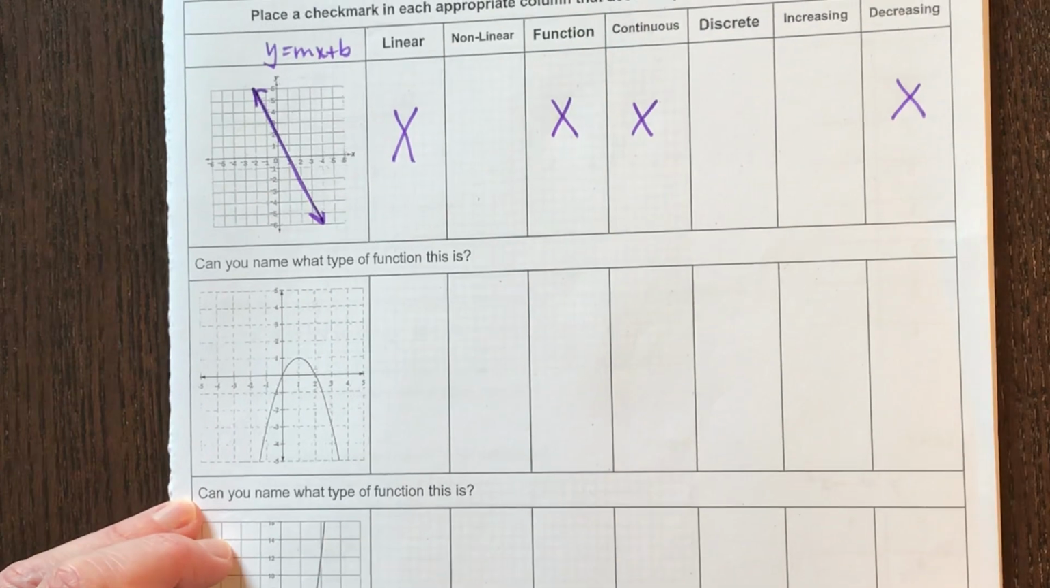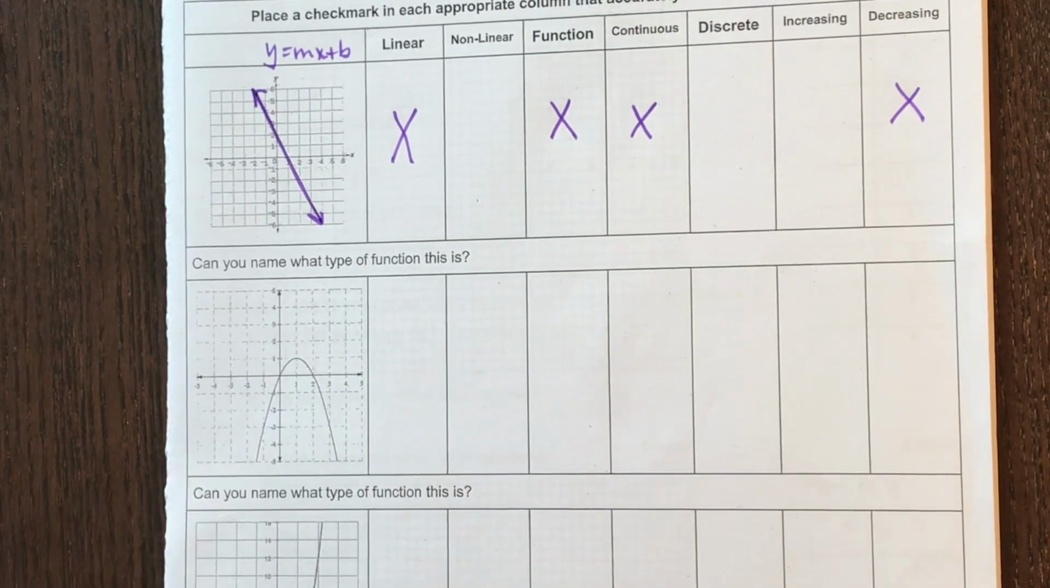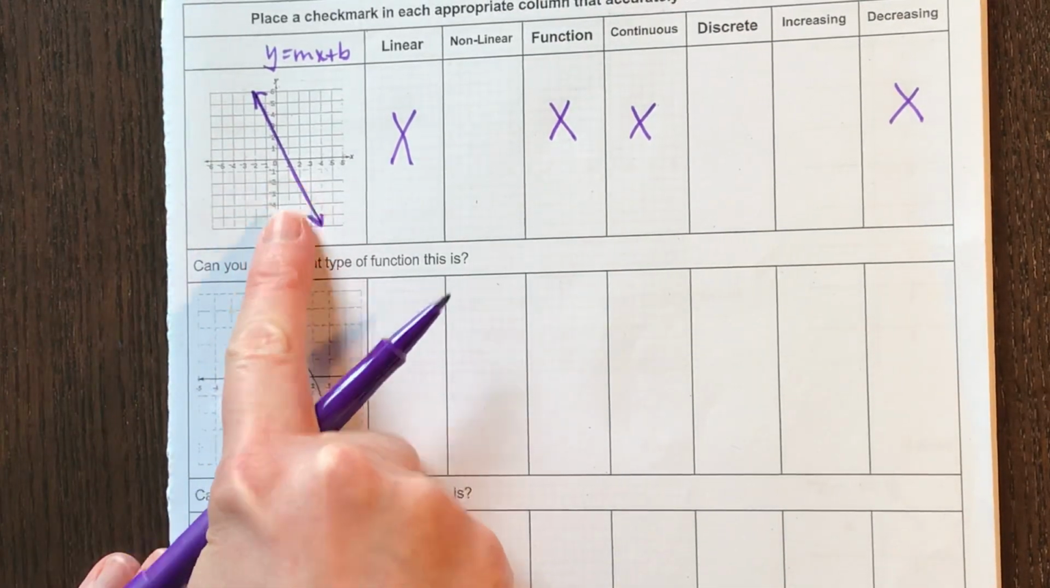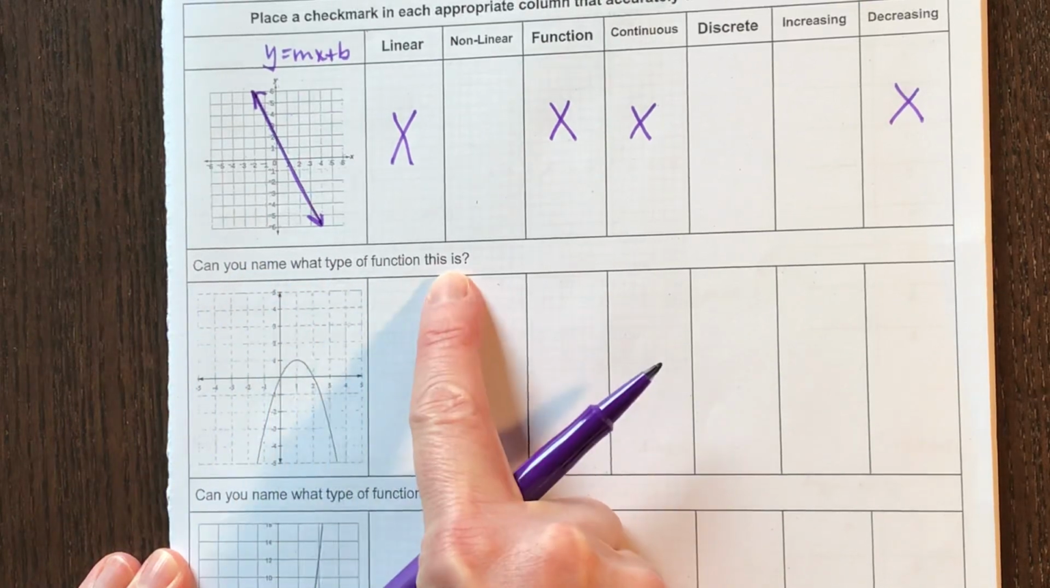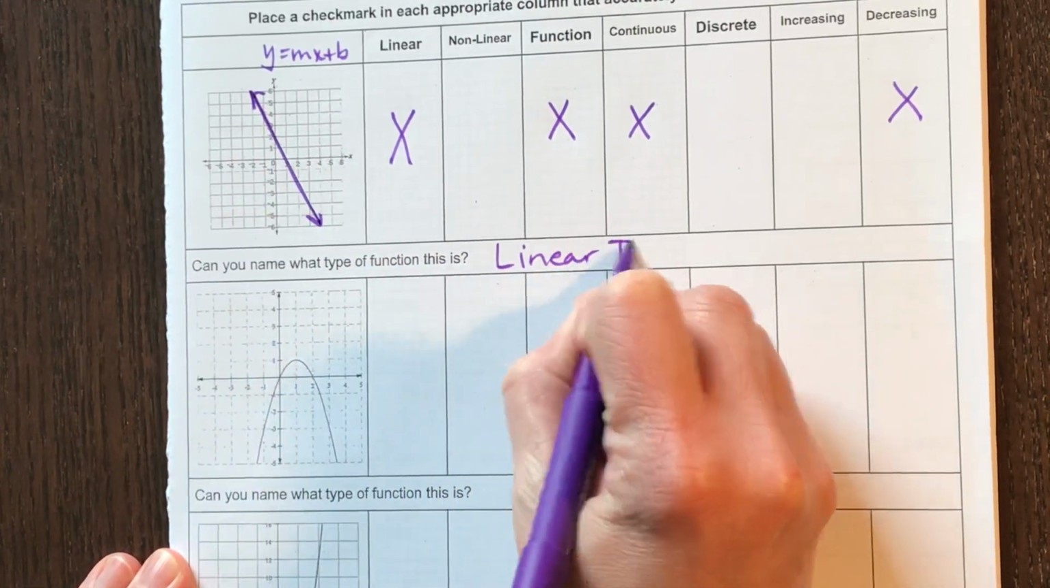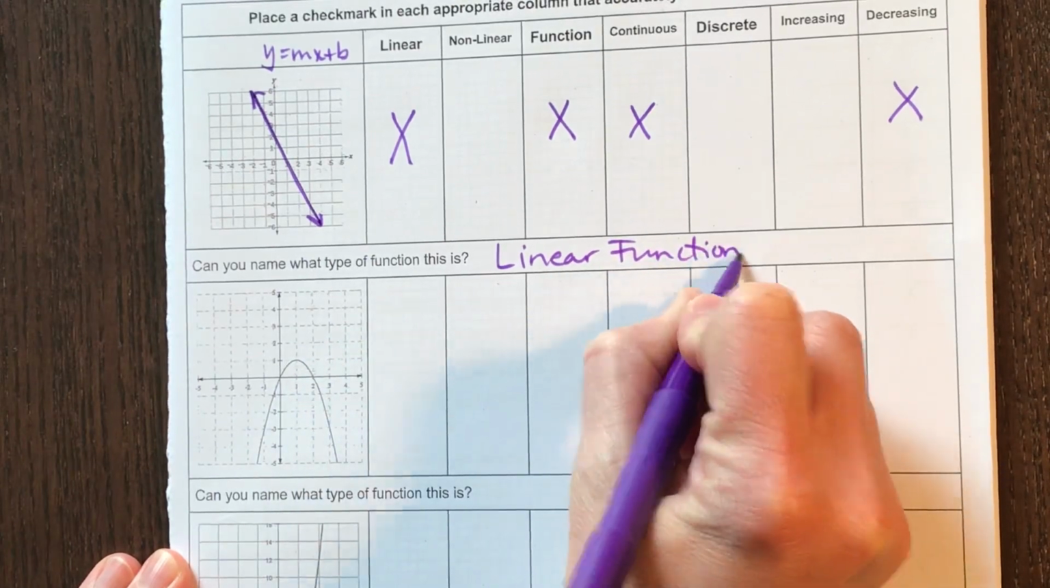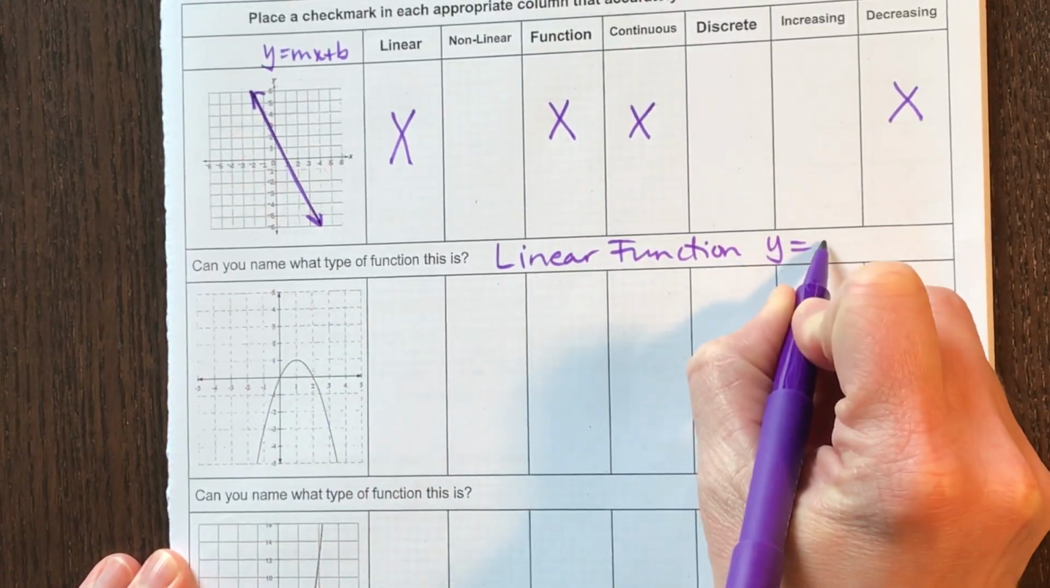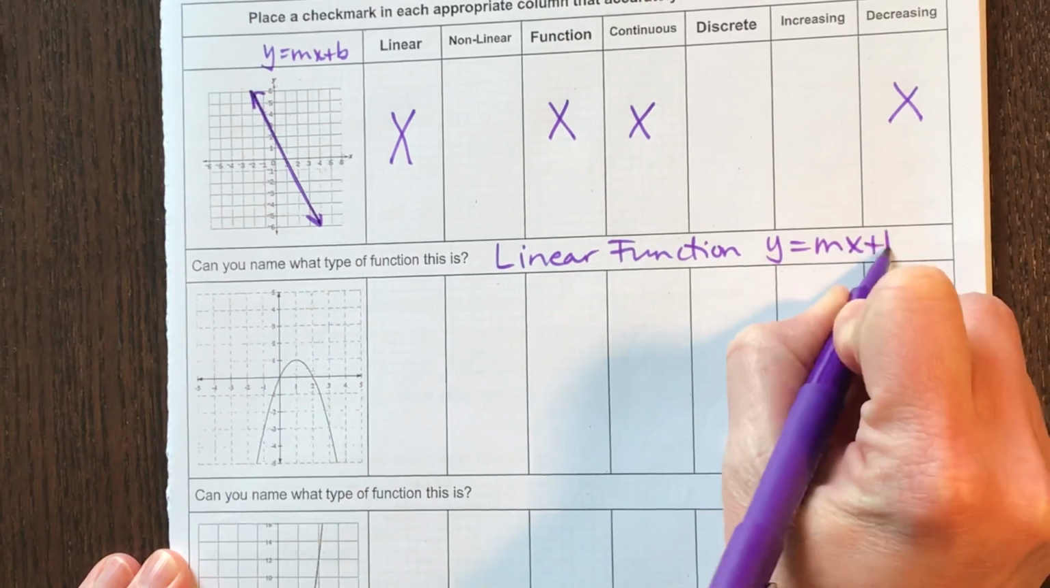Now the next picture here, the parabola. I'm sorry, I forgot to finish this piece. So can you name what function this is? This is a linear function. And it would look something like this, y equals mx plus b.